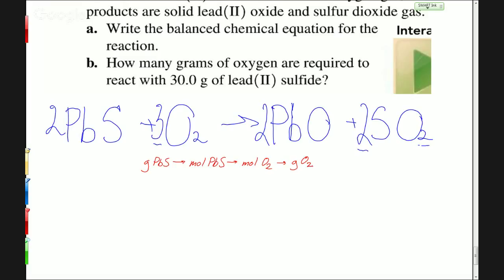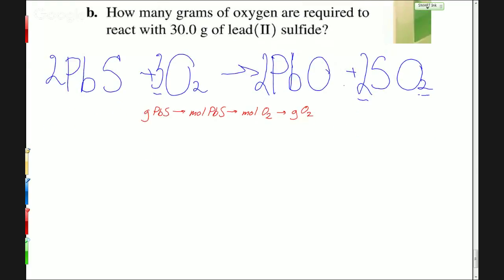So this is our roadmap as we did before. We start with the grams of lead sulfide, then get moles of oxygen from the equation, and then grams of oxygen. I'll write that out here.